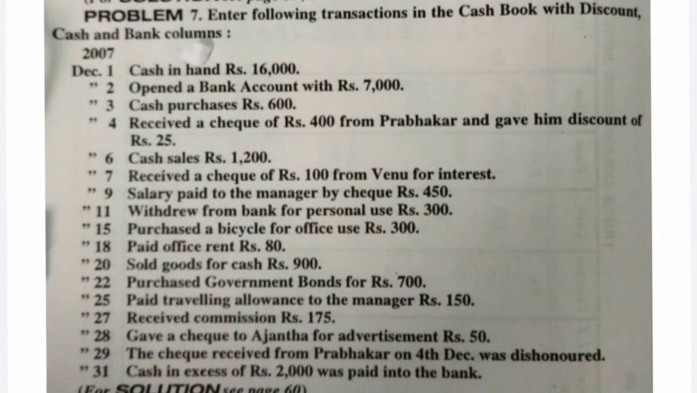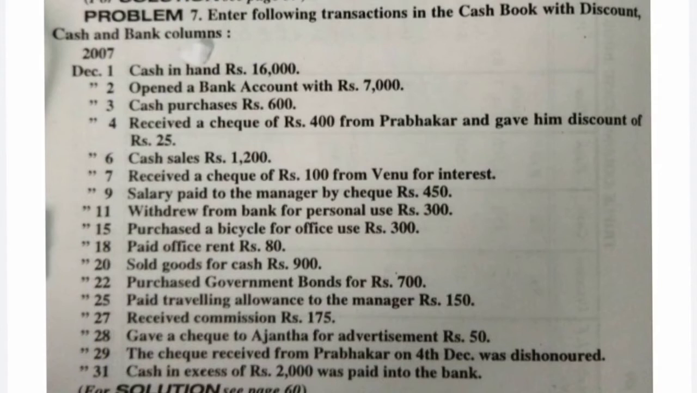Okay, next one, received a check of rupees 400 from Prabhakar and gave him discount of rupees 25. The amount we need to receive is 425, but we are receiving only rupees 400 and we are giving him a discount of rupees 25. So it is an expenditure. What we are receiving is a check. So bank account debit 400, discount allowed account debit 25 to Prabhakar account, that is 425. So bank is on the debit side, so debit the bank column, to Prabhakar account, 400 in the bank column on the debit side of the cash book and 25 in the discount column.